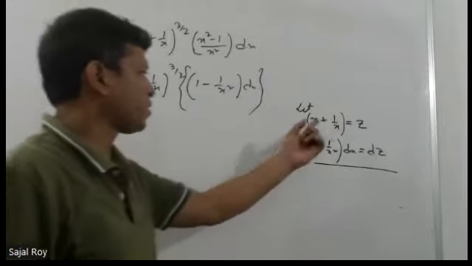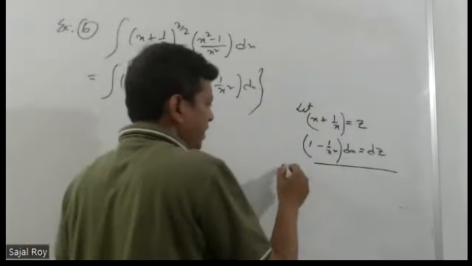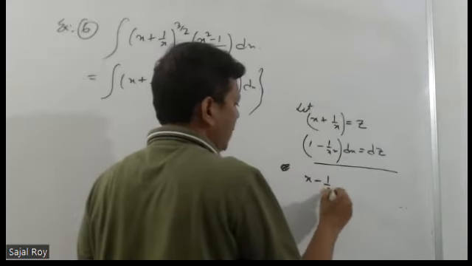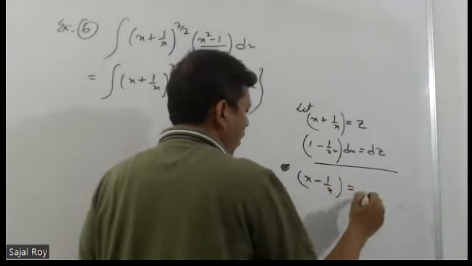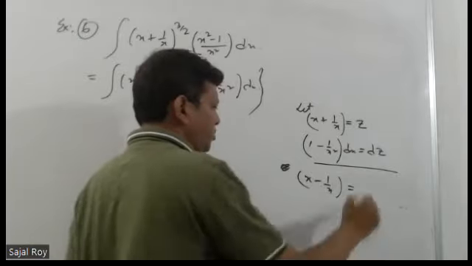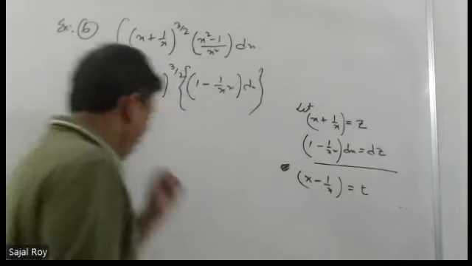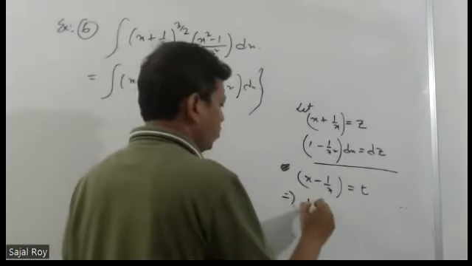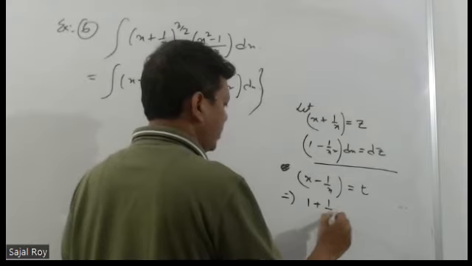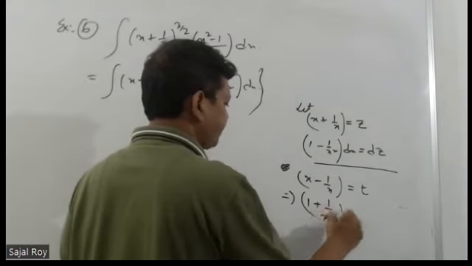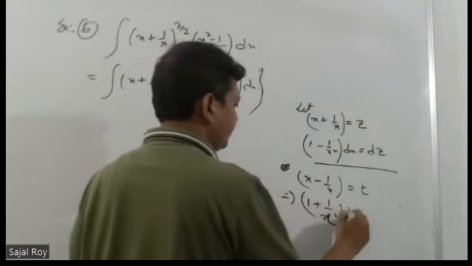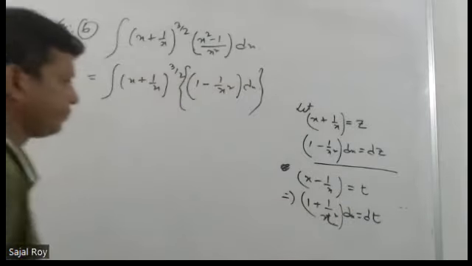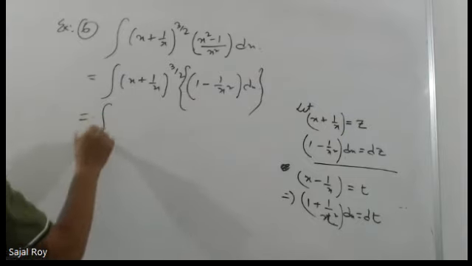Also, instead of x plus 1 by x, in some problems it can be x minus 1 over x. Then you substitute some t, and that is equal to 1 plus 1 over x square. So that depends on the problem. So here, you have this.